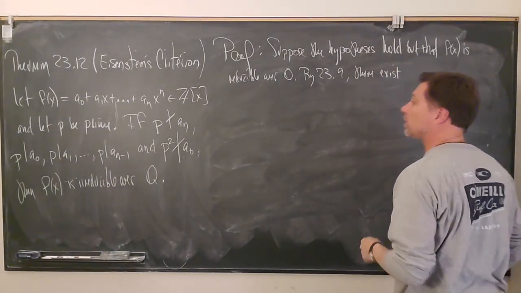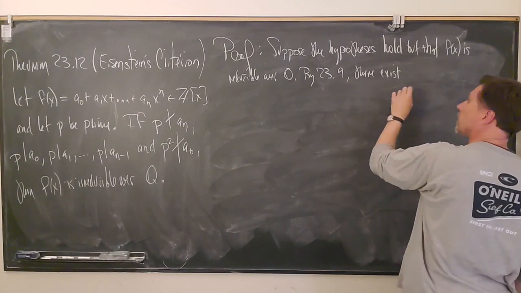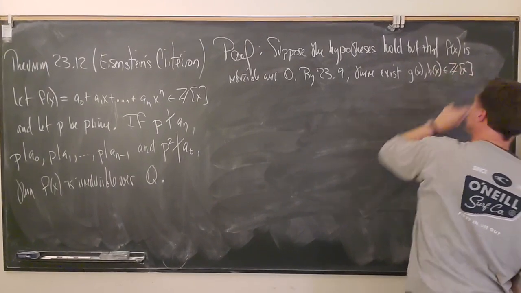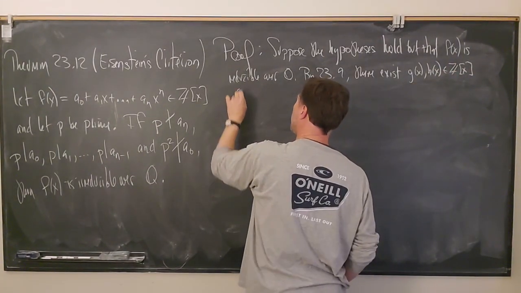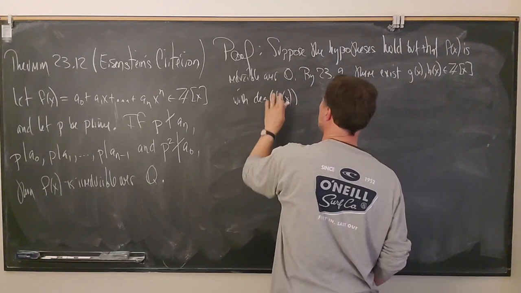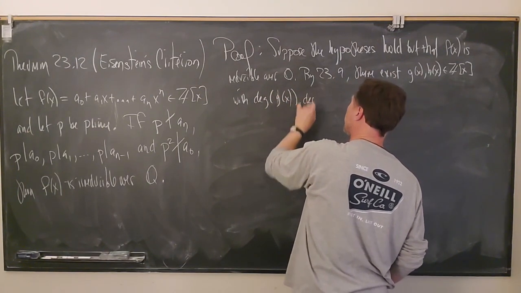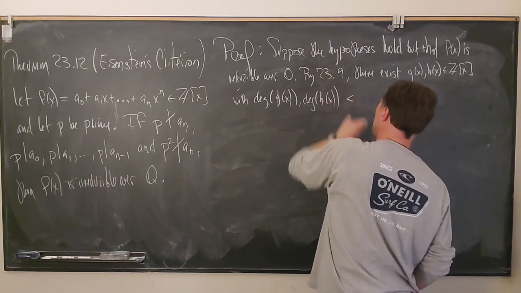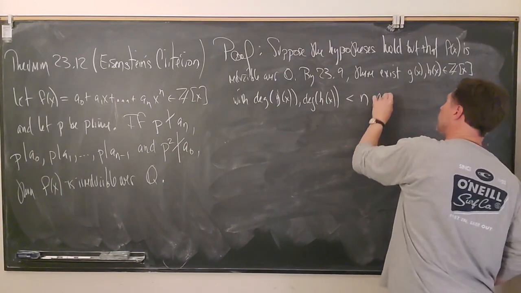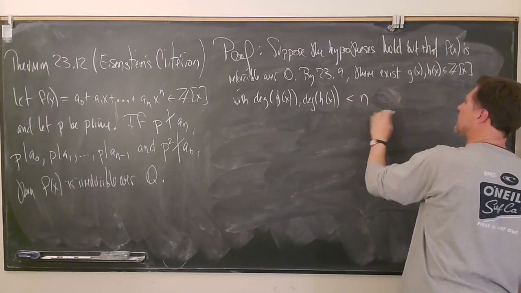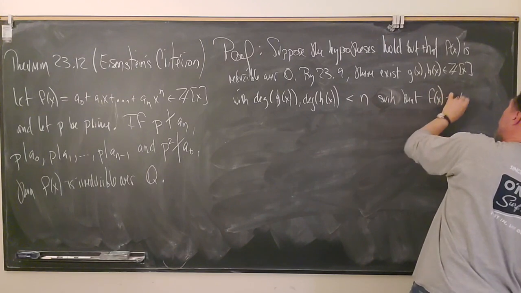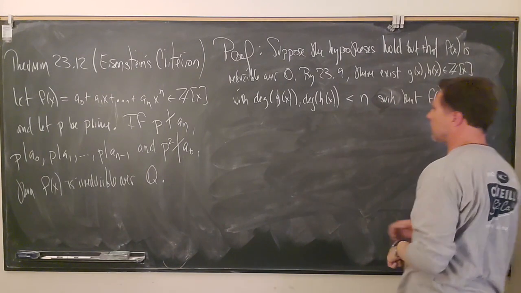there exist a couple of polynomials, say g of x and h of x in Z[x], with the degrees both strictly less than the degree of f of x, which is n, such that f of x factors as g of x times h of x.